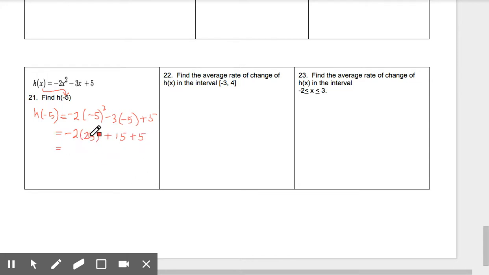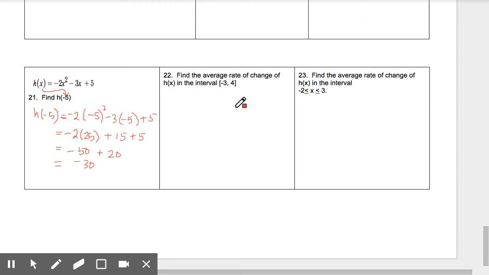Then -2 times 25 is -50 plus 20. And -50 plus 20 is -30. So this means that h of -5 is -30.